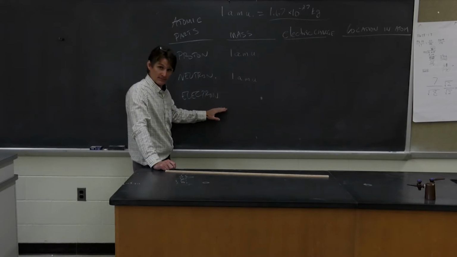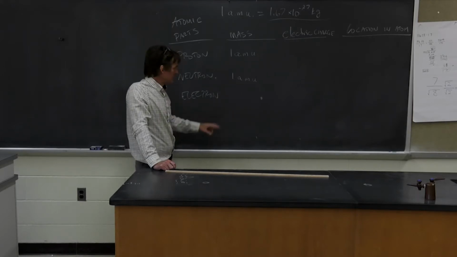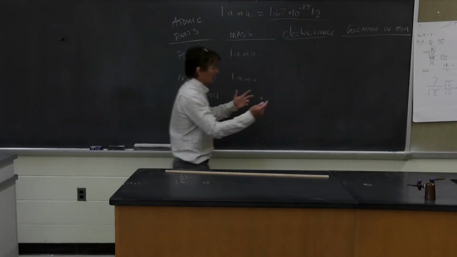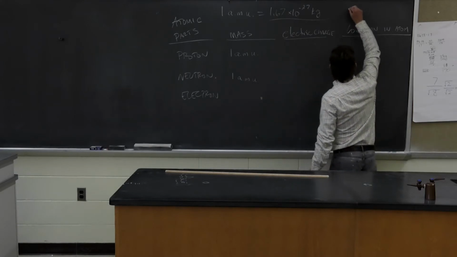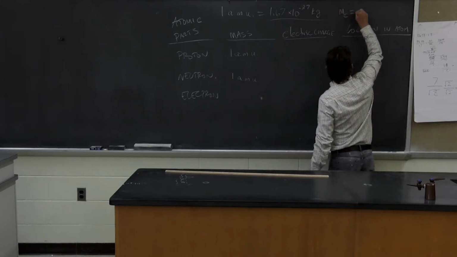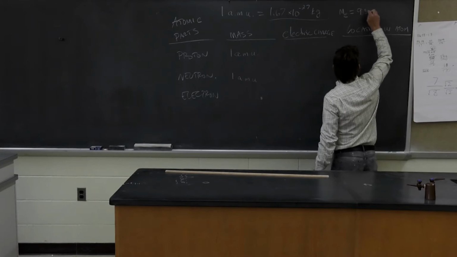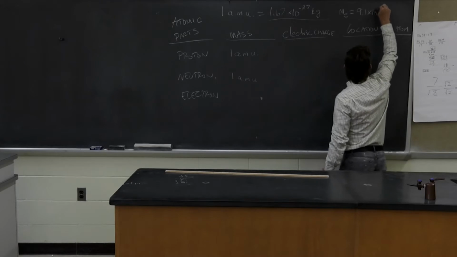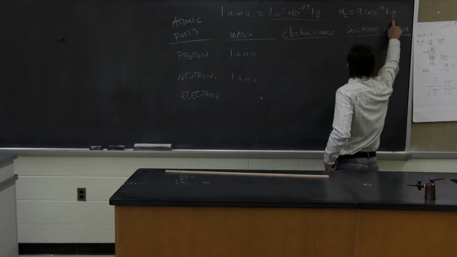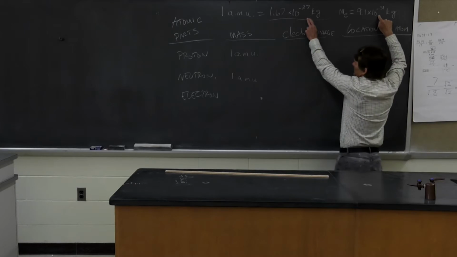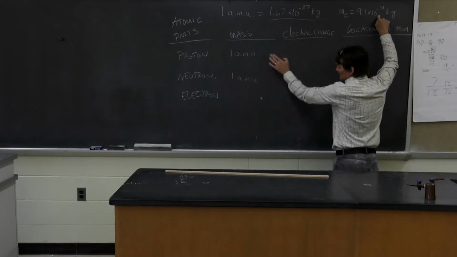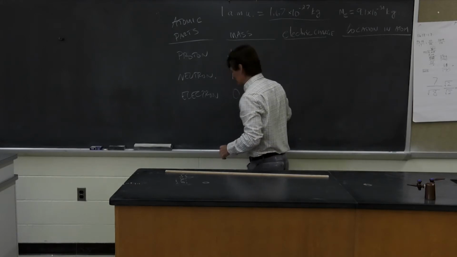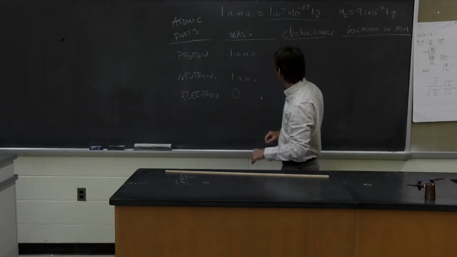The electron, it has mass, but it's like 1/2000th the mass of these. Really tiny. I'll write the mass up here in case you're interested. The mass of the electron, M sub E, is going to be 9.1 times 10 to the negative 31 kilograms. So that's our mass of the electron. It's actually about 2,000 times smaller than these. So for the purposes of this class, we're going to say that the electron has a mass of 0, even though it does have some mass.